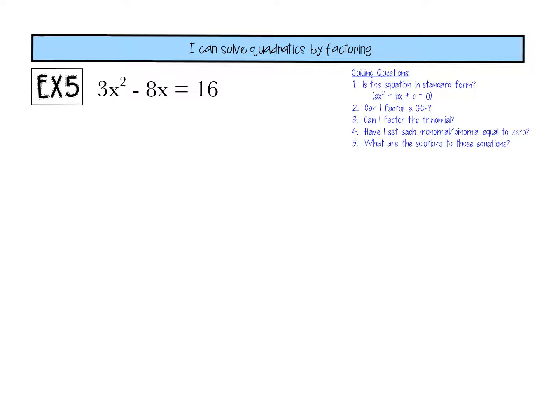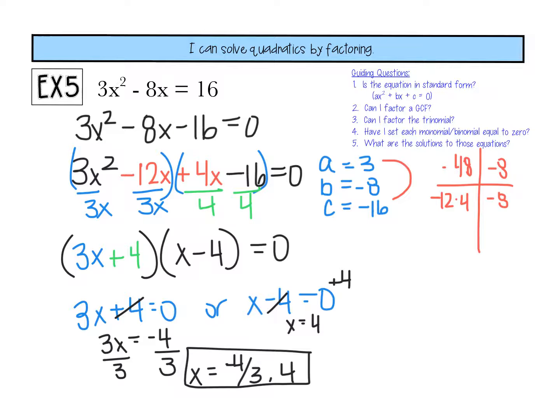Alright, so for example 5, I'd like you to pause the video and try this one on your own. As you worked on this problem, hopefully you were able to find that my roots are at negative 4/3, so just a little bit smaller than negative 1, and 4.